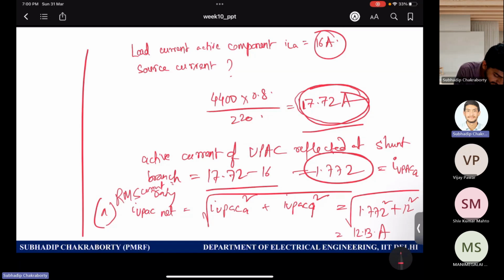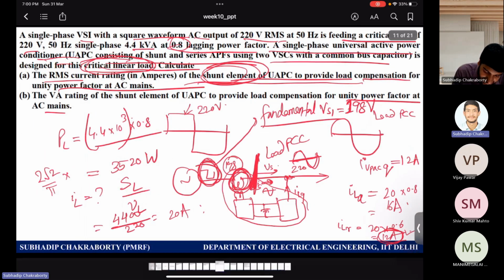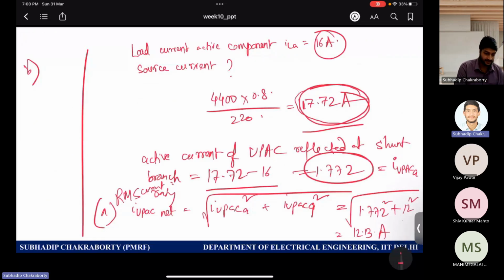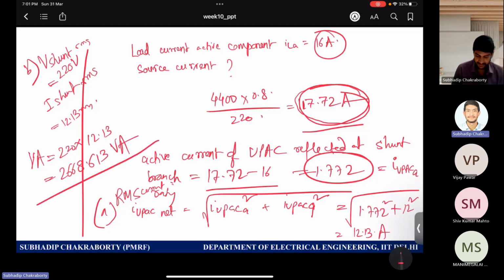Now you calculate part B. Part B asks what? Volt ampere rating. So what is the shunt branch voltage? V shunt is 220, right? So I shunt you calculated now, RMS, all RMS. What is it? 12.13. So now you calculate the VA rating. 220 into 12.13. What is it coming? 2668.613 VA. So this is the answer. These two are the answer.